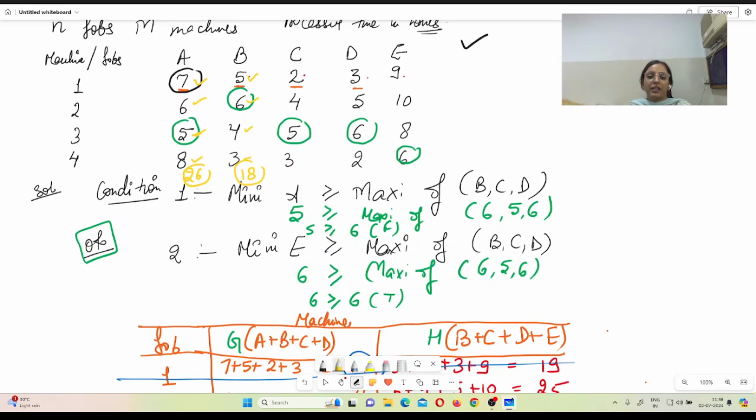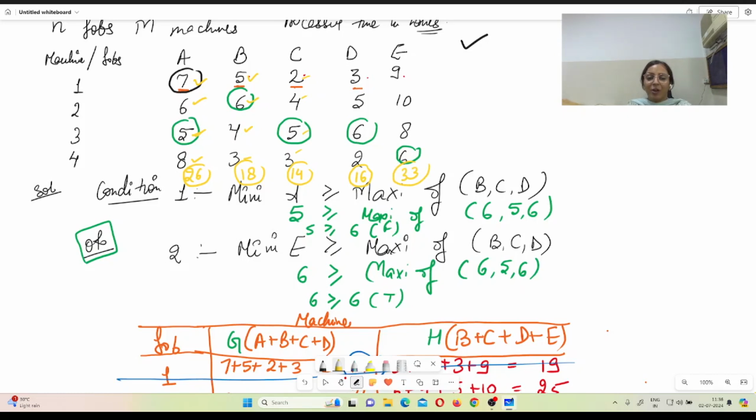Same with C, that is 2 plus 4 plus 6 plus 5 plus 3, then all its work will be completed at 14 hours, right? With D, when we go 3 plus 5 plus 6 plus 2, we find all the work will be done in 16 hours. And with E, when we add up 9 plus 10 plus 8 plus 6, we get that the work will be done in 33.